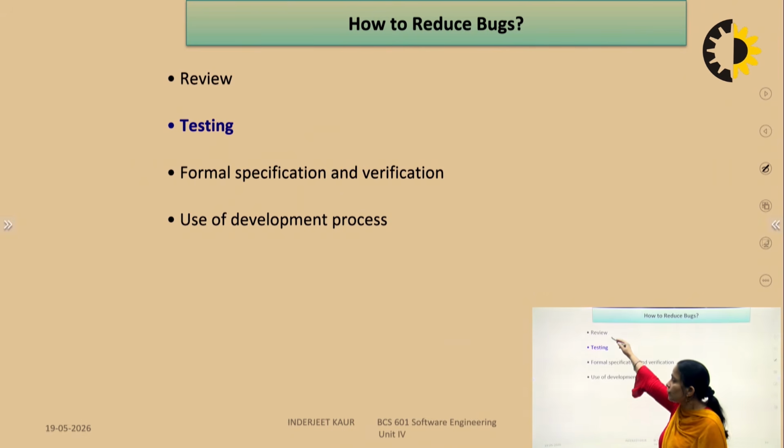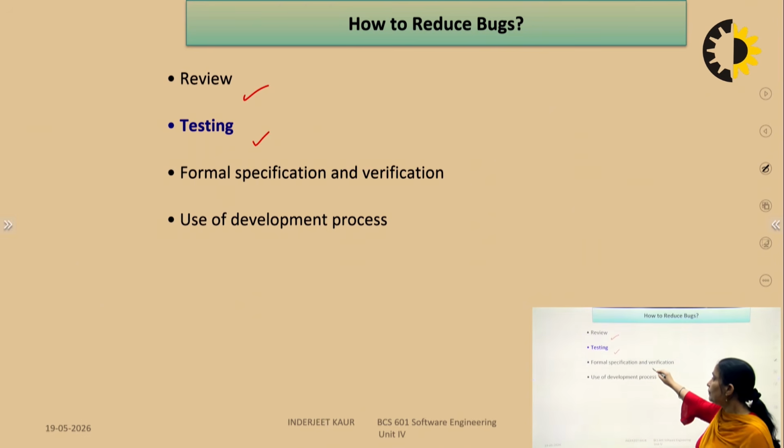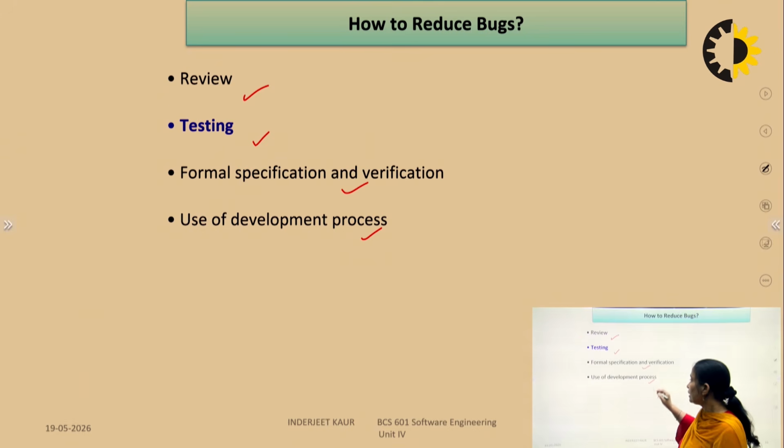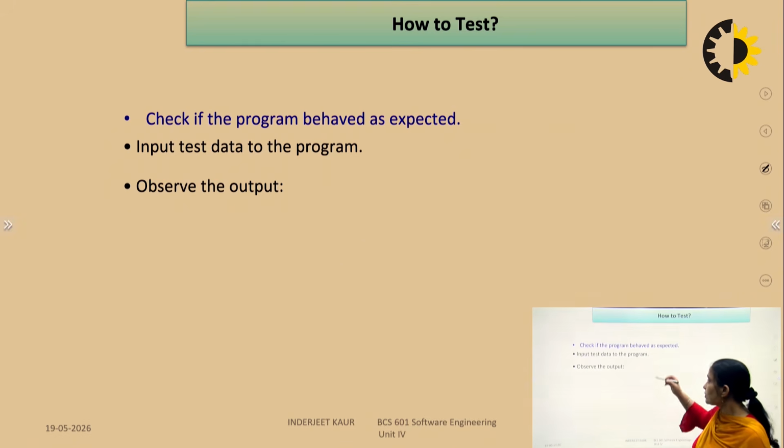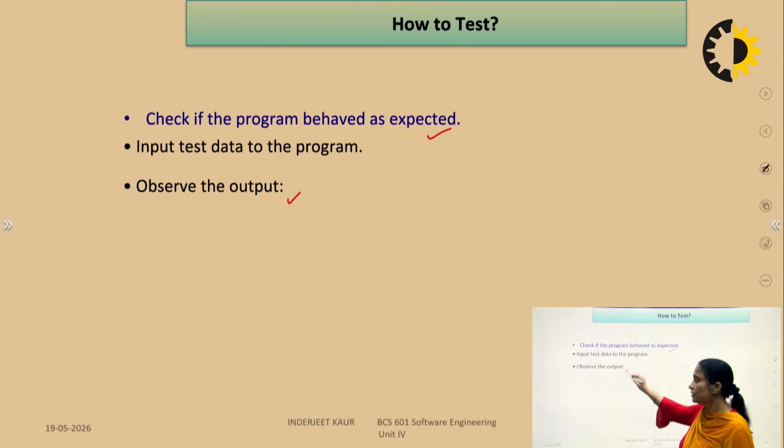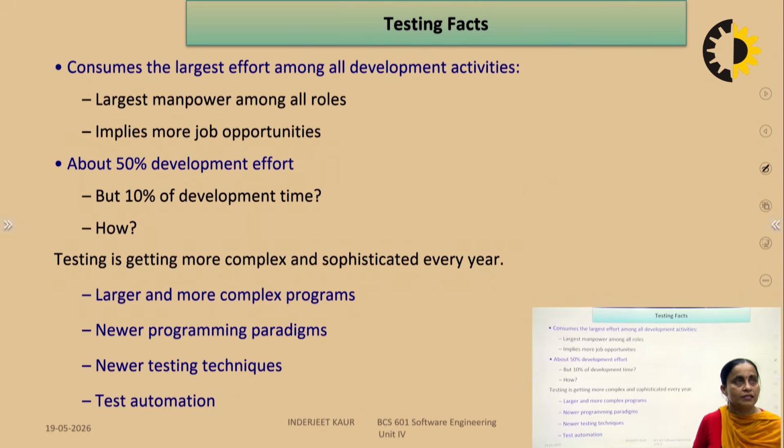Now the question comes: how should I reduce these bugs? I should review my code, I should test my code, I should write a formal specification, and then I should do the verification, and it can be done by using various development processes. Then how can I test the code? Suppose I have written a program and it behaves as expected, then I will give the input test data to the program and then I will observe the output. This is the way I can test my program.